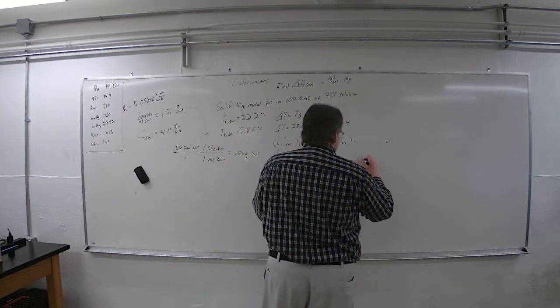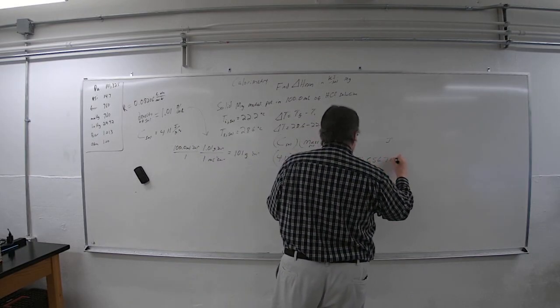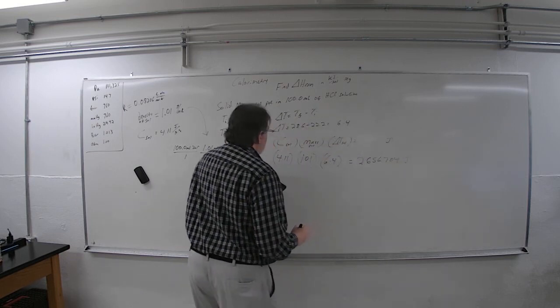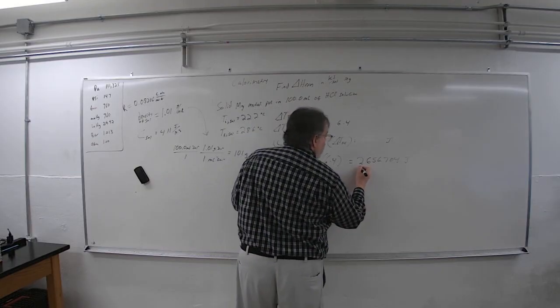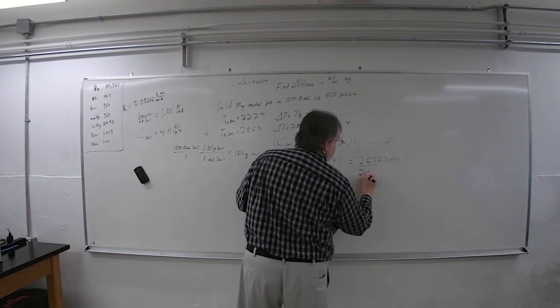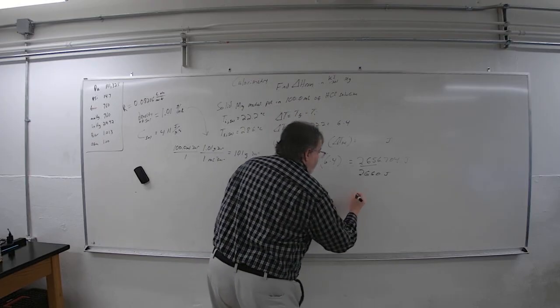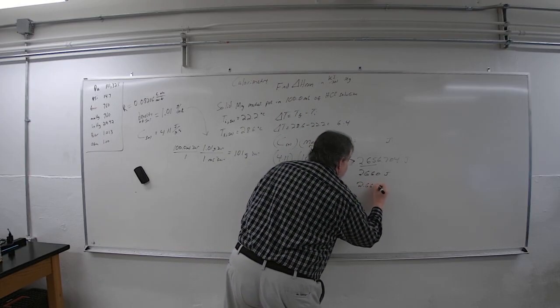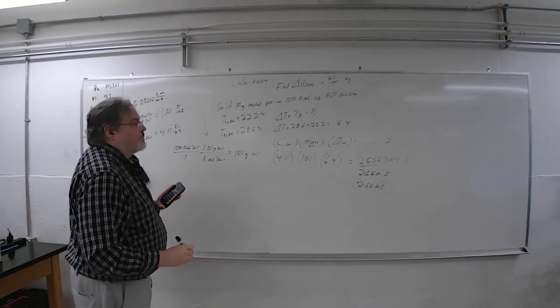So we have 6, 5, 6, 7, 4 joules. We'll just keep it to 3 significant figures. So 2660 joules, which is 2.66 kilojoules. We need kilojoules per mole.